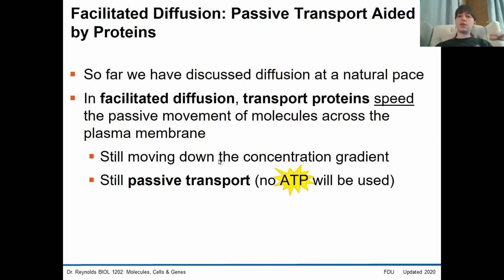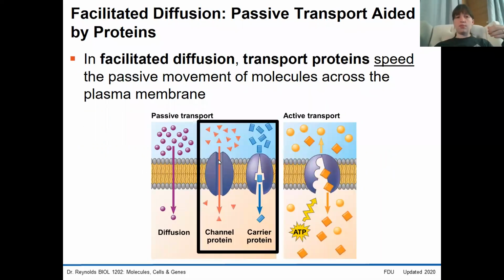In order for cells to be able to do this, we need to make use of proteins. So proteins, when they participate in the process of transport, are known as facilitated diffusion or transport proteins. So when we talk about facilitated diffusion, we're still moving down a concentration gradient, from an area of higher concentration to an area of lower concentration. These transport proteins simply speed up the process by which molecules move across that membrane.